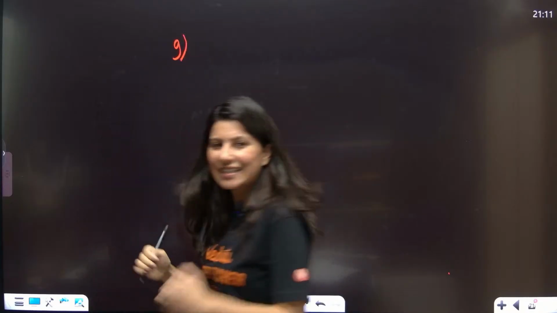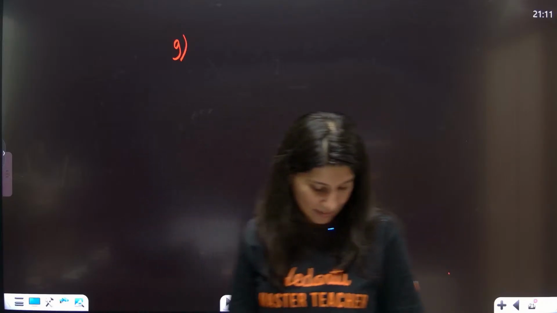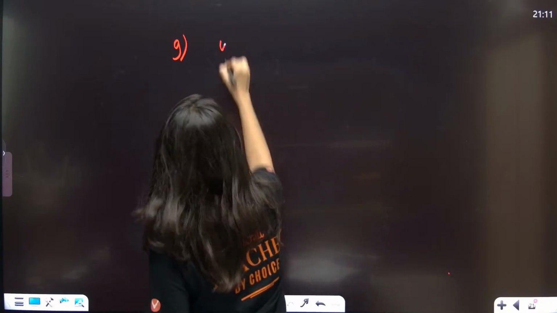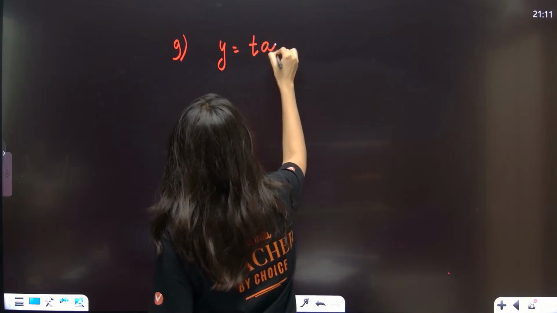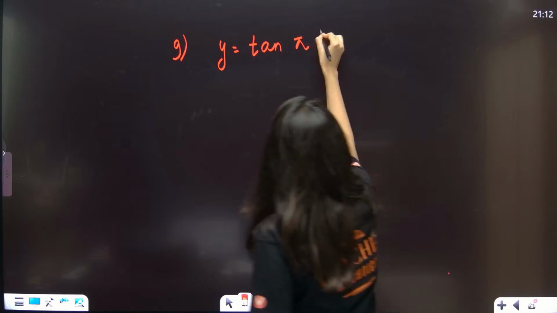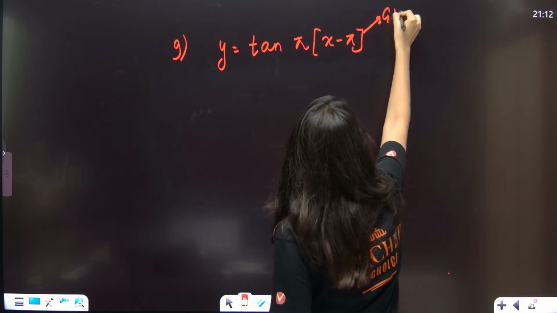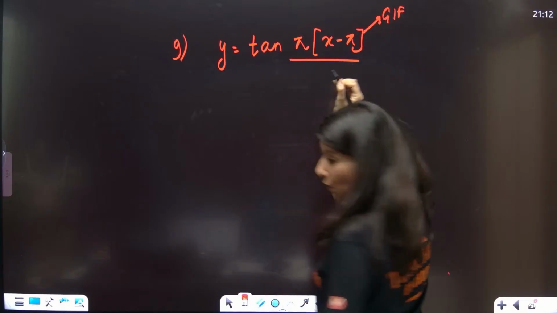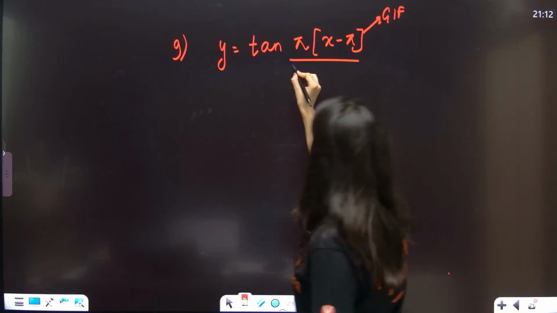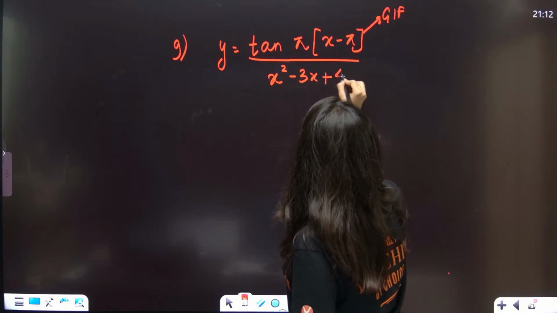Now let's increase the level a bit. Shall we increase the level a little? So y is equals to tan of pi, GIF of x minus pi. Mind it, this is GIF, whole upon x square minus 3x plus 4.